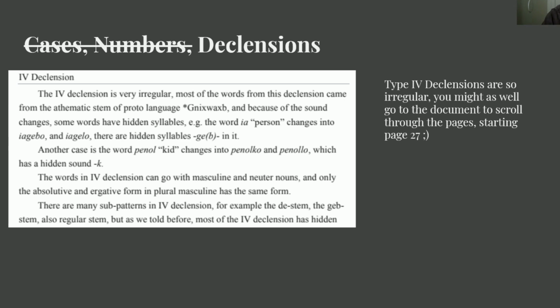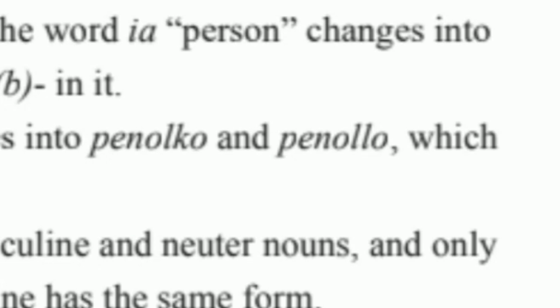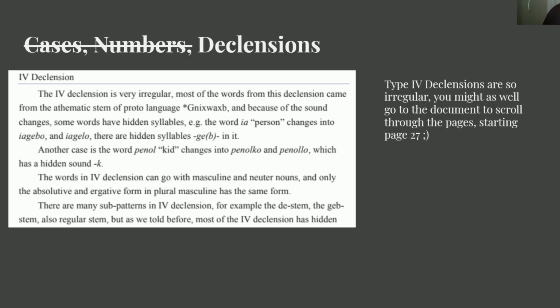There are many consonants that have disappeared entirely from classical Mondir since Gnihuach, but in certain circumstances, some of these consonants can come back. Like in this word here, penol for kid changes into penolco and penollo, which the hidden sound is obviously the K in there, which again was present in Gnihuach but is not present in classical Mondir. It's super cool, super impressive. You put so much effort into the proto-language that it effectively and very naturalistically crafts Mondir, and I love that.